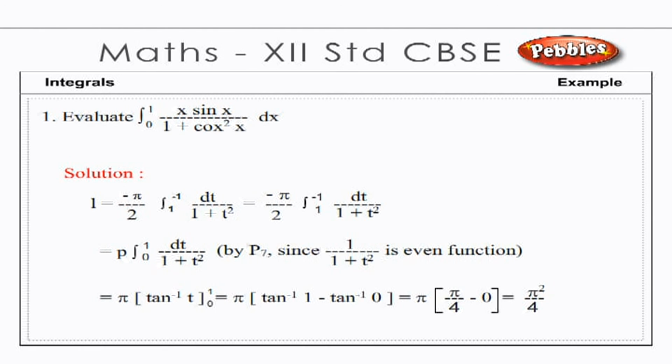This is equal to pi into tan inverse t, where the lower limit is 0 and the upper limit is 1, which is equal to pi into [tan inverse 1 minus tan inverse 0], which is equal to pi into [pi by 4 minus 0], which is equal to pi square by 4.